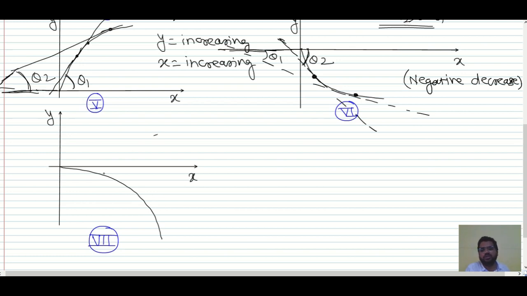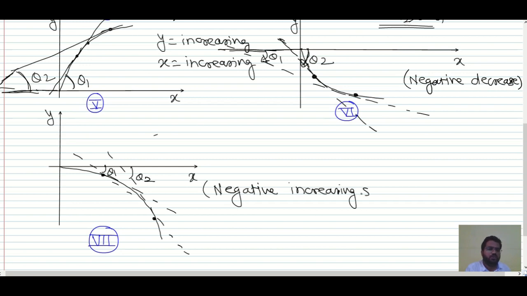And here also, with respect to the horizontal, we considered clockwise, that's why I considered negative tan theta. So over here also the same thing. This is theta 1, this is theta 2. Now on the negative side it is increasing, so you can write it as negative increasing slope. Okay, this is negative decreasing slope.